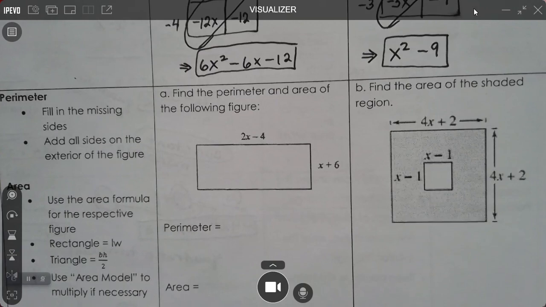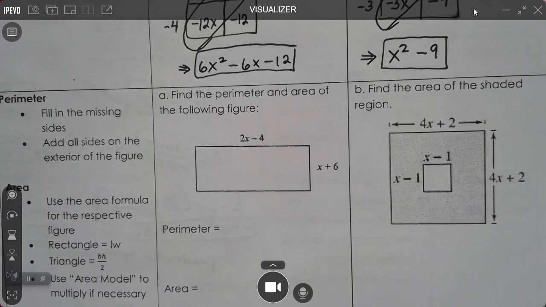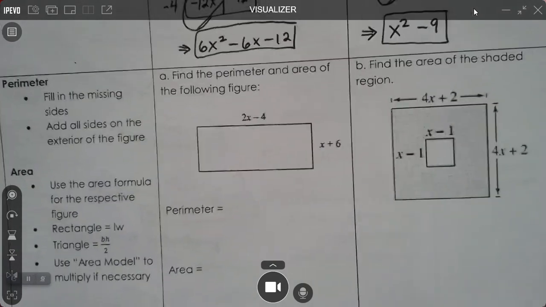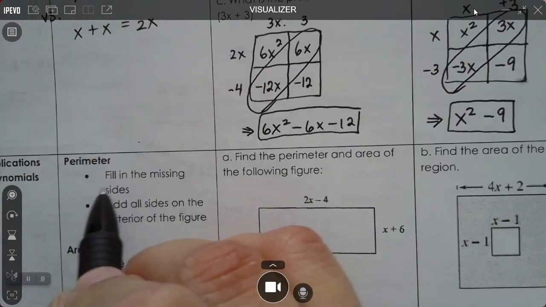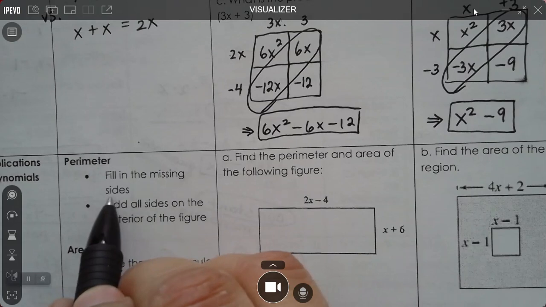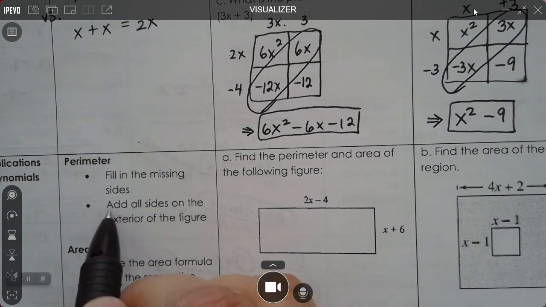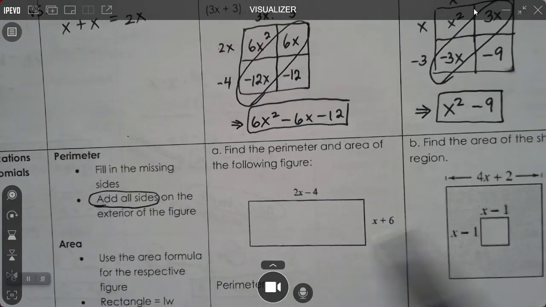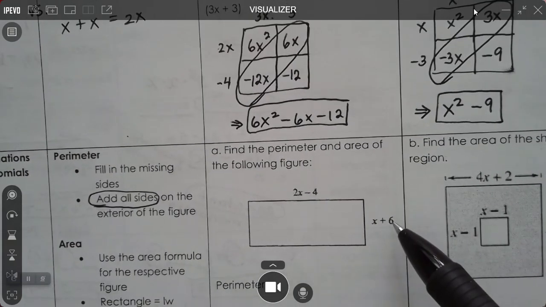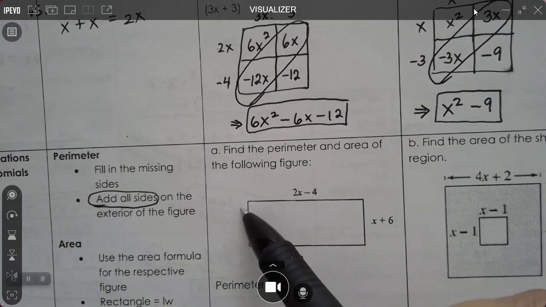All right. Here's where addition and multiplication come into play. Nobody's going to tell you to add. Nobody's going to tell you to multiply on the milestone. You need to know that perimeter means that you fill in the missing sides and you add all of the sides. So the biggest mistake that students make is that they only take the two that are given. For perimeter, you need all 4 sides.